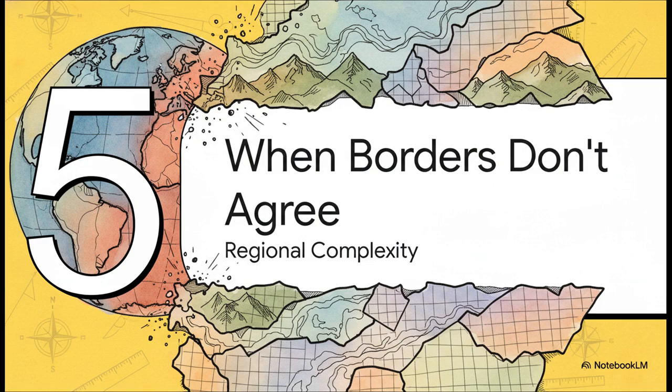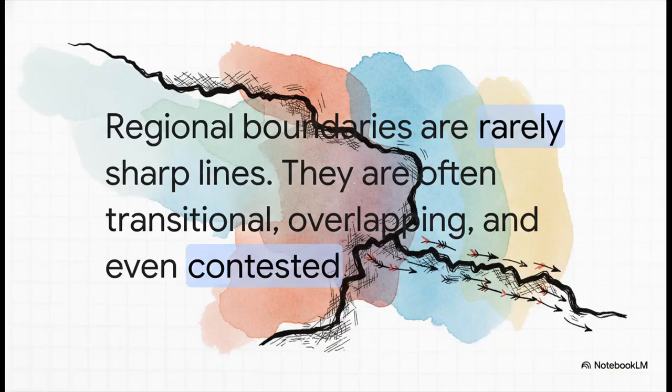So, we have our 3 tools. We've got formal, functional, and perceptual. But what happens in the real world when the lines drawn by these different ways of seeing the world actually clash? This is where things get really complex and really important. Because here's the reality check. The world is messy. Regional boundaries are almost never clean, sharp lines. They're more like transitional zones. They overlap. And very, very often, they are deeply contested.